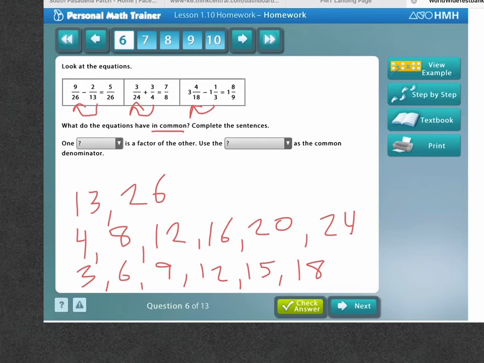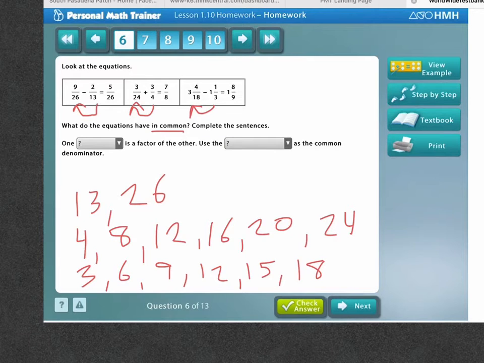What they're asking us in this question is, what do they have in common? And it's kind of hard to see this. This one's a subtraction, this is an addition, and this is a mixed number subtraction. So that's not in common.